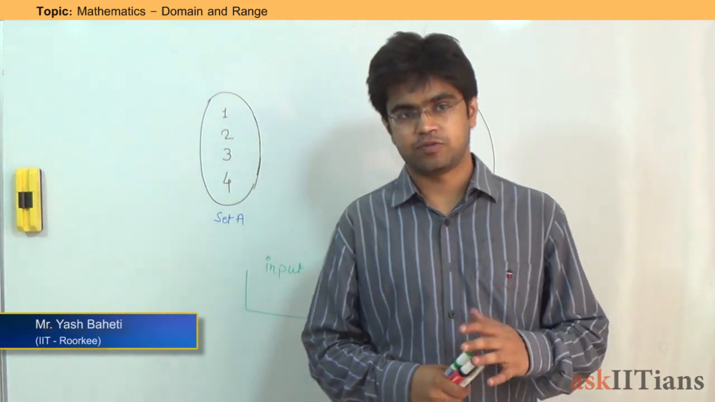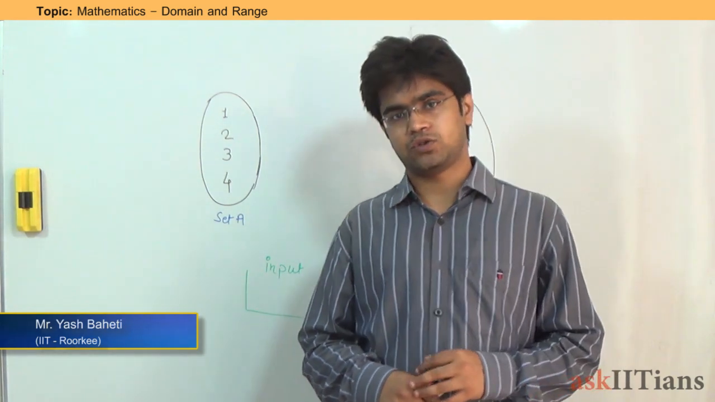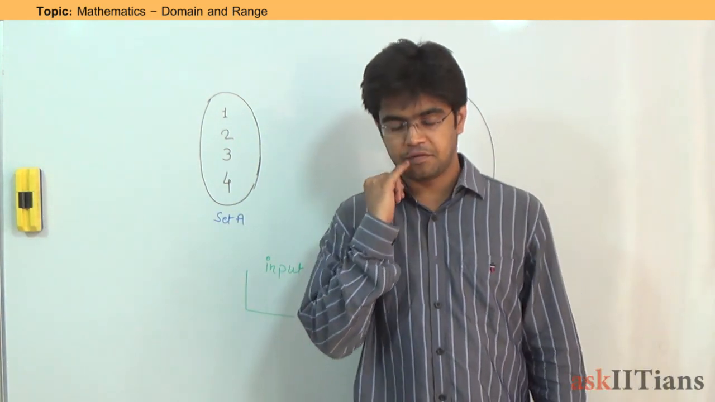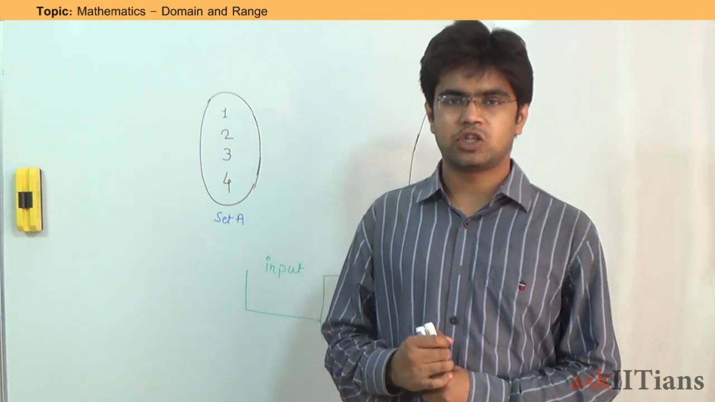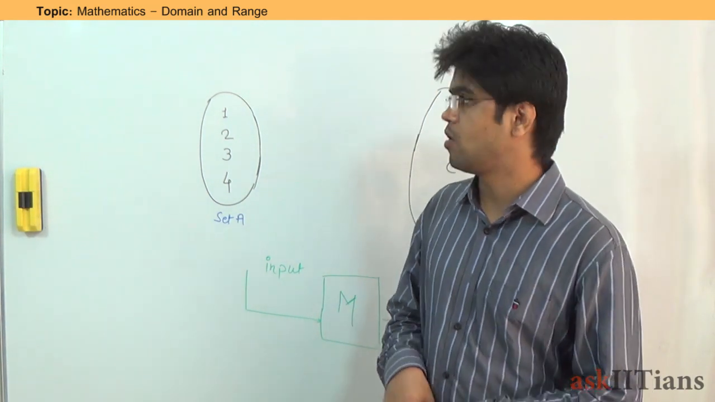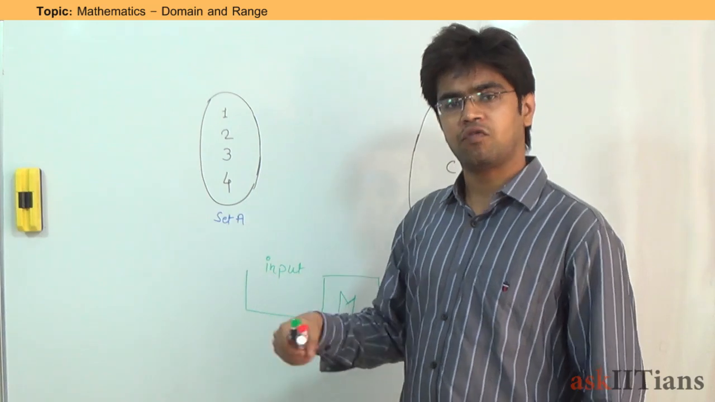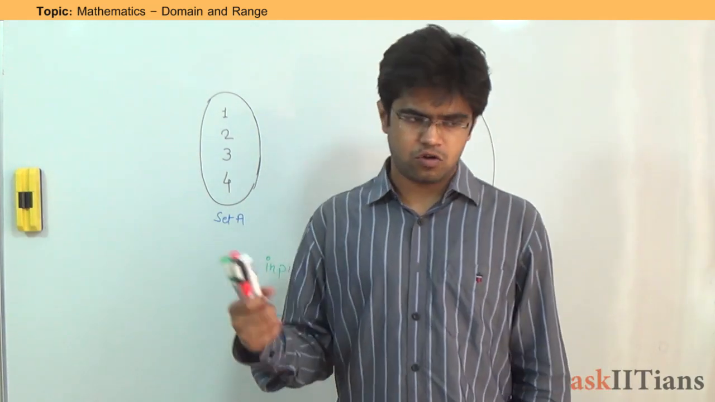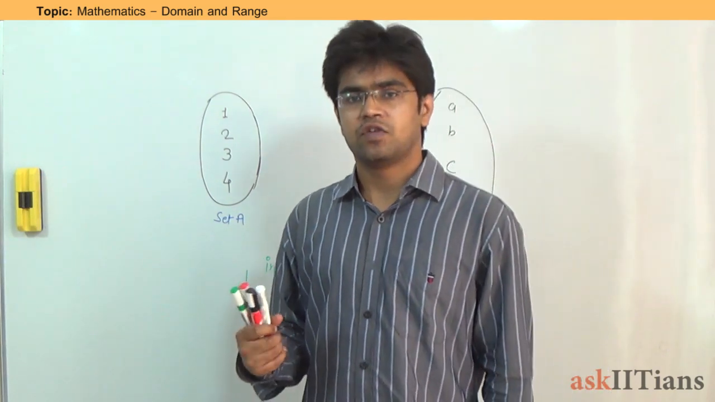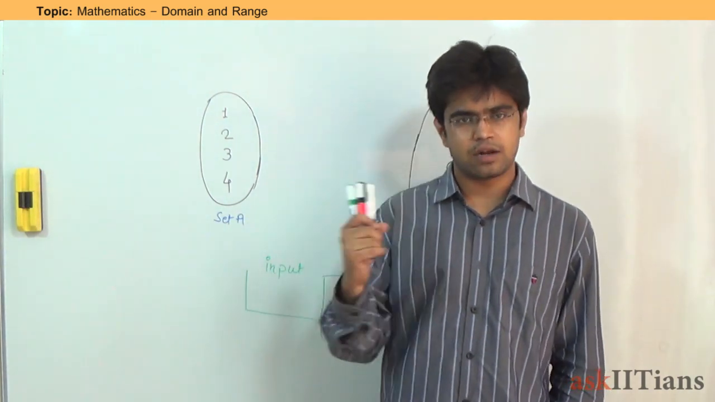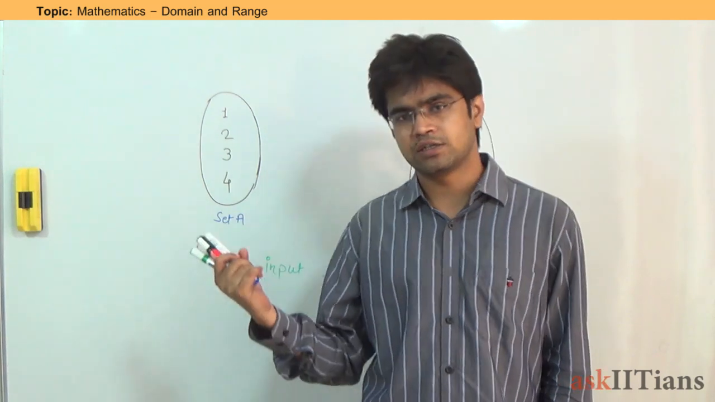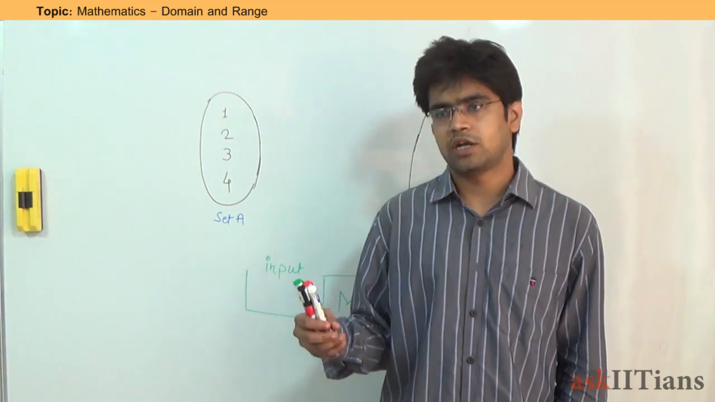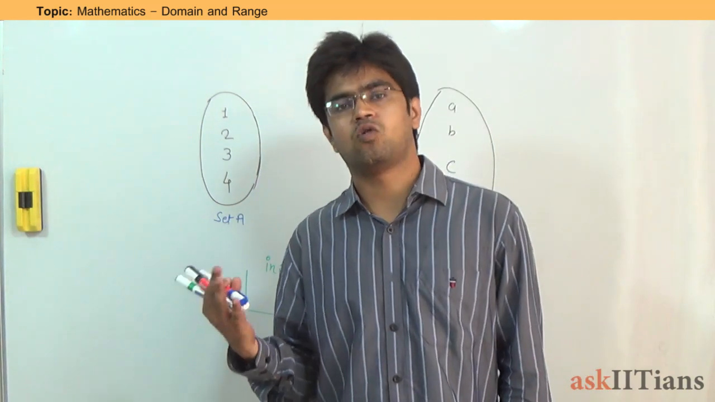So my name is Yash Pahiti and today we are going to study the chapter functions. The most important concept in the chapter functions is about range and domain, and how to find the range and domain of some functions. In order to find range and domain, first we have to get a clear idea of what range and domain are, and then there is also another term called codomain. So there are three terms: range, domain, and codomain.